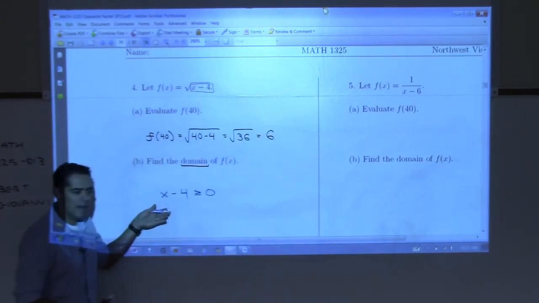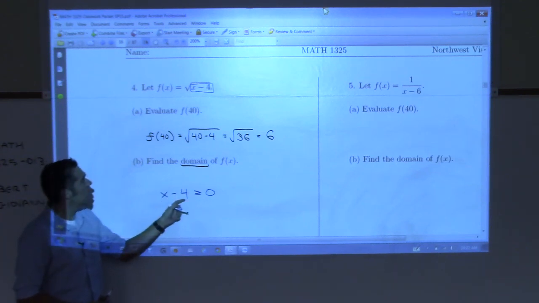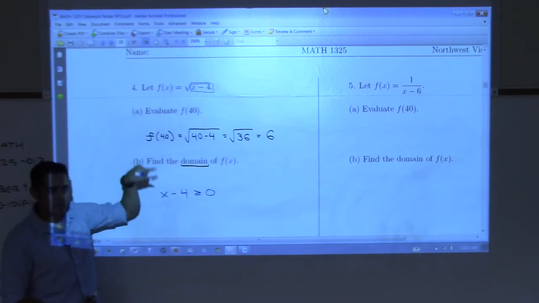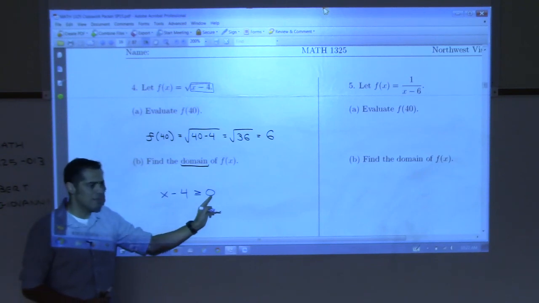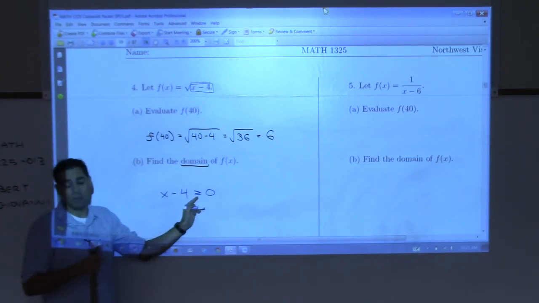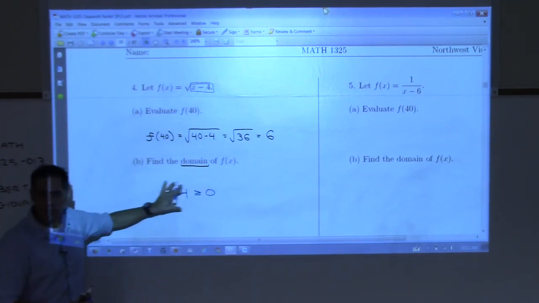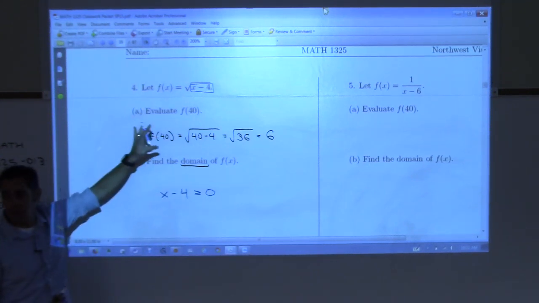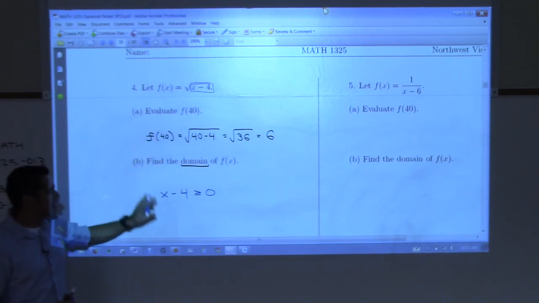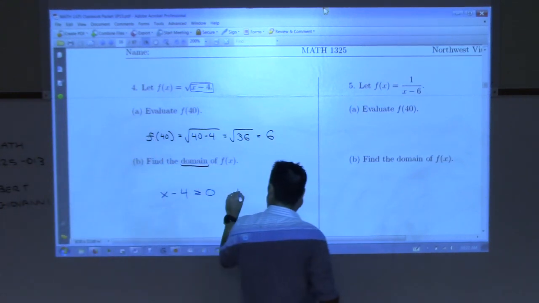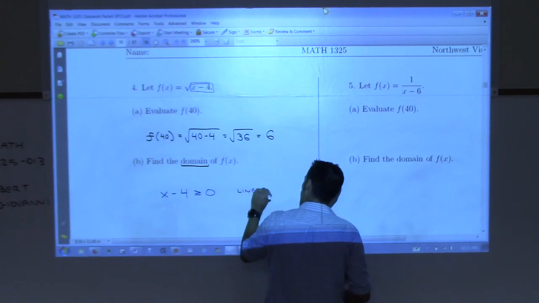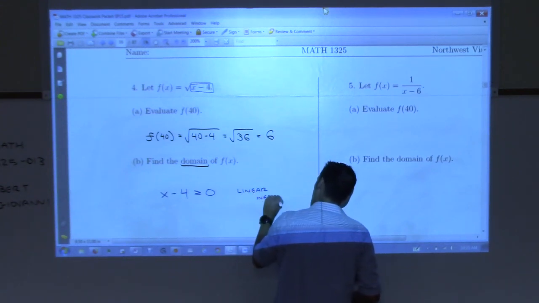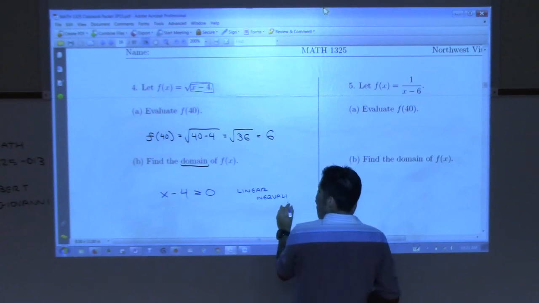This is what we need to happen, right? We need x minus 4, which is the expression underneath the root, to always be a positive number, which means bigger than 0, or possibly 0. Because what is the square root of 0? 0. Y'all following me? This is what we need to happen in order for that function to be able to deal with the input. Now this right here is called a linear inequality. And you did deal with those in the previous class.